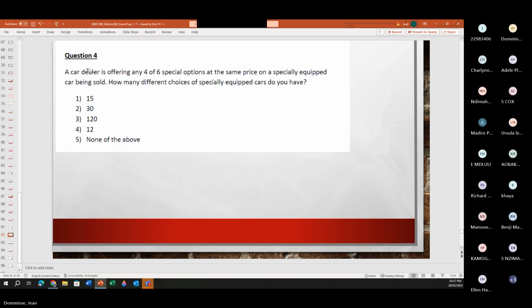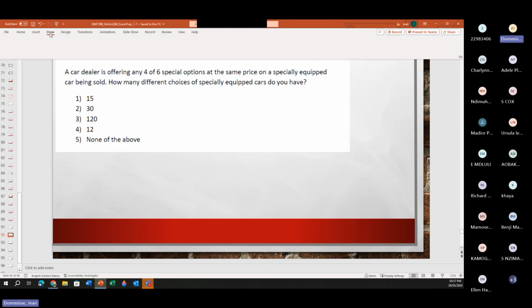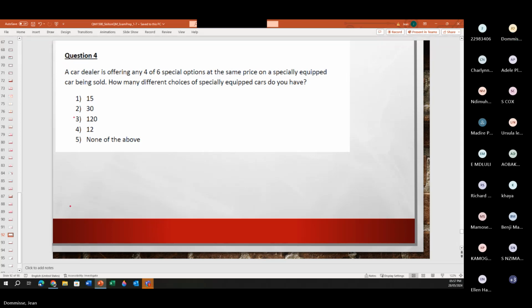Okay, so again, permutation, combination. Let's see. A car dealer is offering any 4 of 6 special options at the same price on a specially equipped car being sold. How many different choices of specially equipped cars do you have?